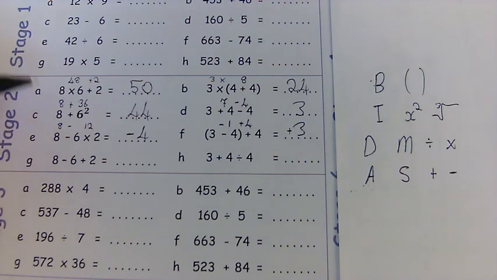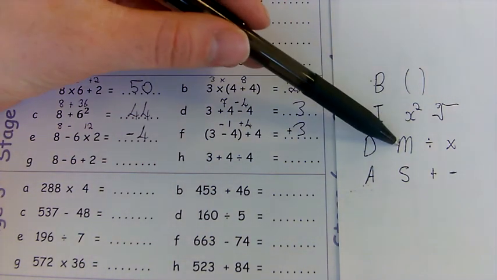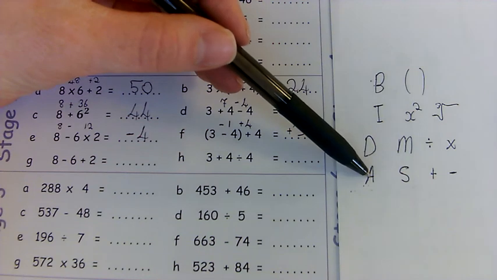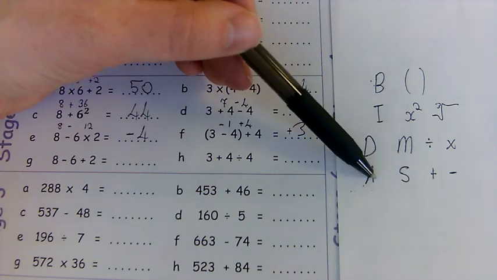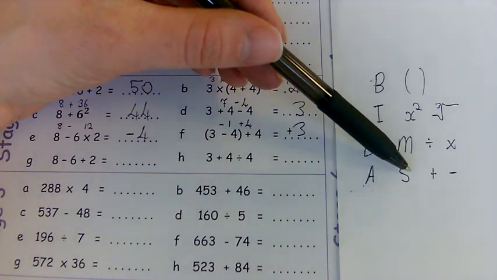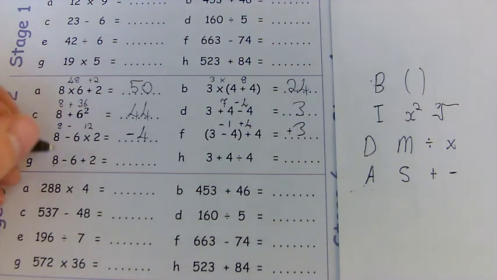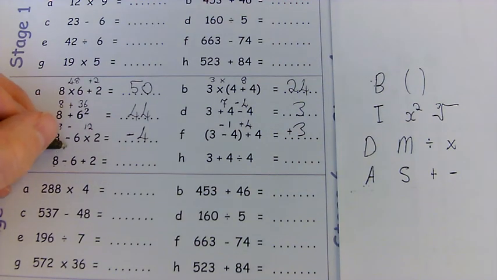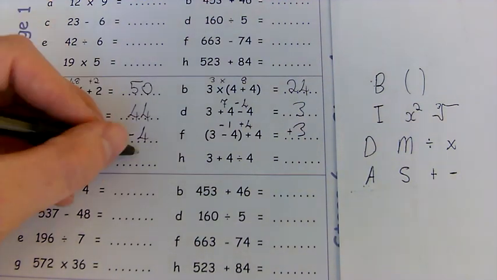For G, I don't have brackets, I don't have indices, no division, no multiplication. I do have addition, but if you remember, it's equally important to subtraction. So I've got to see which one of these comes first as I read the question left to right. Reading it from left to right, subtraction comes first, so I will do that first. 8 take away 6 is 2, and I'm adding another 2 onto it. So my answer is 4.